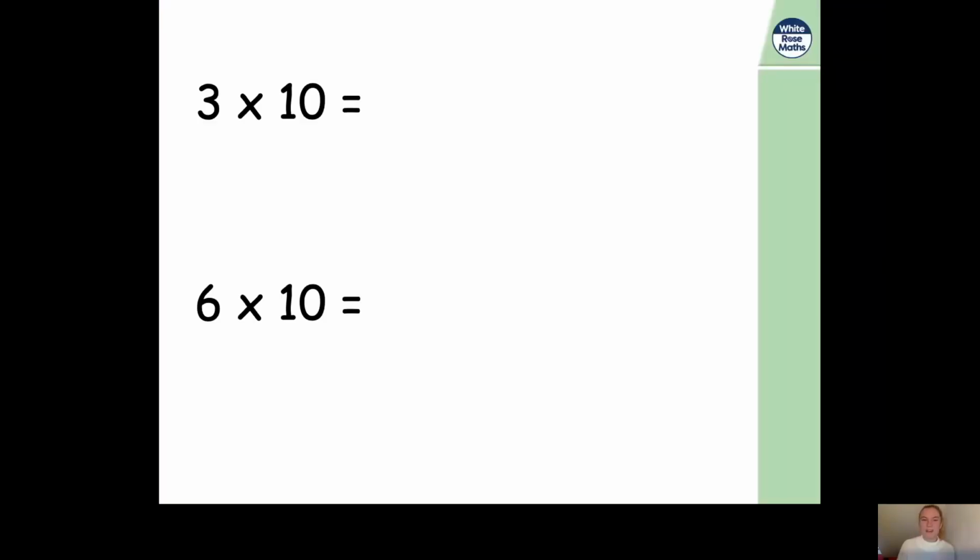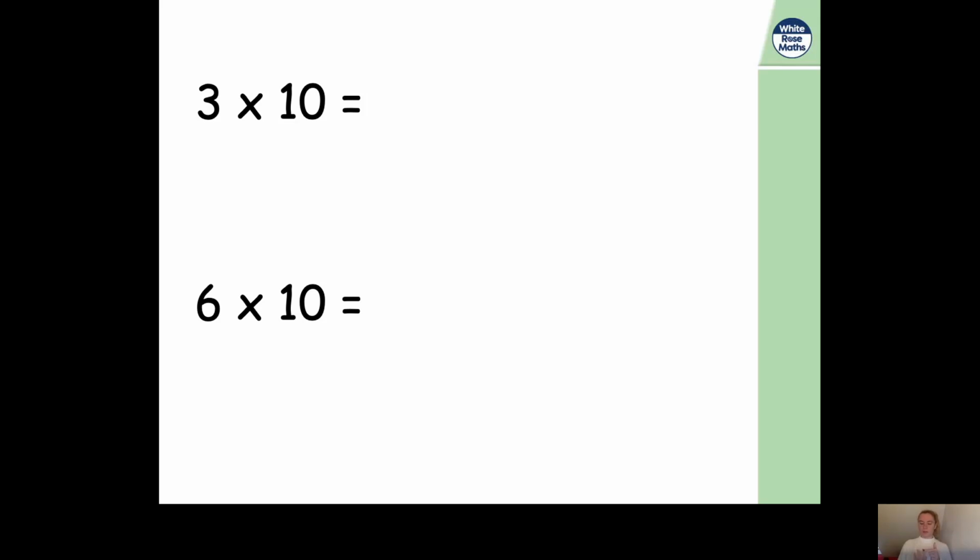Okay, let's carry on with our lesson. So here we have two multiplication number sentences. We have 3 multiplied by 10 and 6 multiplied by 10. Now let's do the first one together. So we are going to do 3 multiplied by 10. So we need to count up in steps of 10 3 times. Are you ready? Let's do this one together.